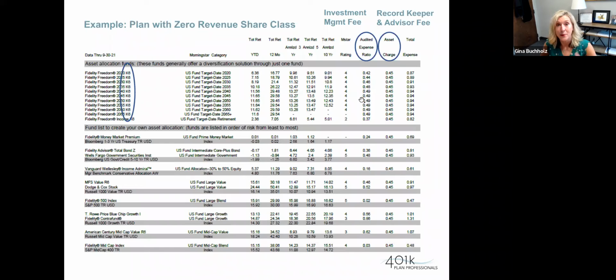Now, of course, we know that the financial advisor and the plan record keeper need to get paid as well. So that is what this asset charge is. So this 45 basis points, or 0.45%, is used to pay the financial advisor and the record keeper. And from there, we also break this down and provide more clarity in committee meetings. In this example, I can tell you that the financial advisor fee is 20 basis points, the record keeper fee is 25, and that's how we get to an asset charge of 45. But that's very easy, very clean, very transparent to understand.